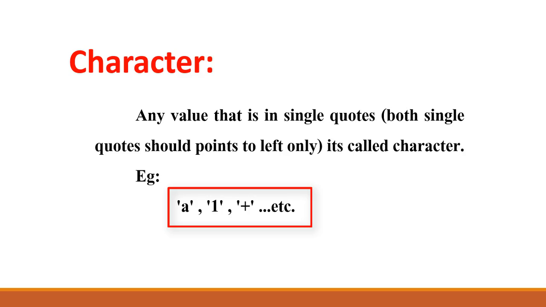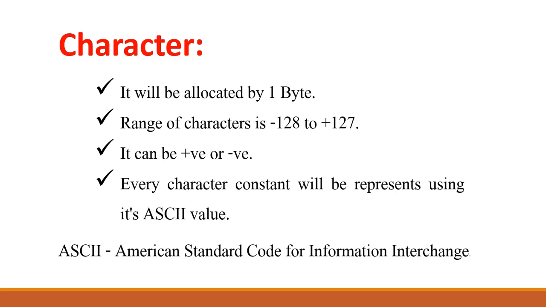So normally a character is denoted by single quotes. If you don't give single quotes, it takes some other meaning: a is a variable, 1 is an integer, and a plus is an operator. So a character is anything that is in single quotes. Like other data types, character also has some size. In C language, character occupies 1 byte of memory.